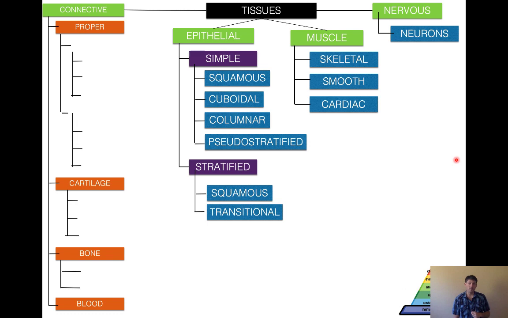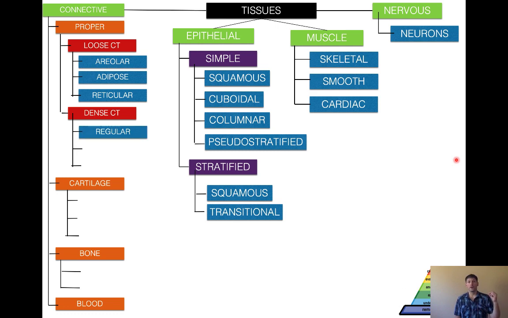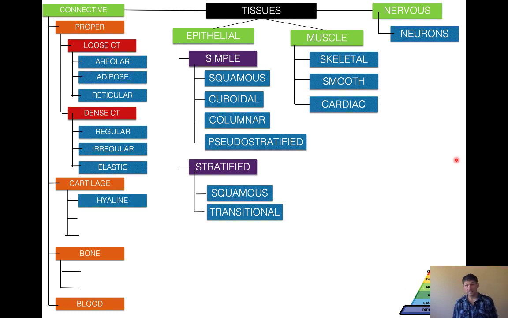If we start with proper connective tissue, we're going to subdivide that into two categories: loose connective tissue and dense connective tissue, and we'll see why we separate those. Within loose, we have areolar, adipose, and reticular tissue. Each of these, of course, has their own function and their own appearance. Under dense connective tissue, we have regular dense connective tissue, irregular dense connective tissue, and elastic connective tissue. Then under cartilage, we have three types: hyaline, elastic, and fibrocartilage. I'm hoping you're filling in your chart as we're moving through this.